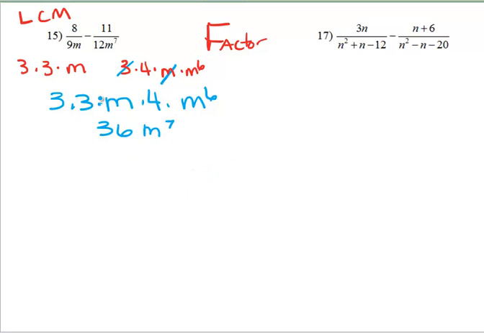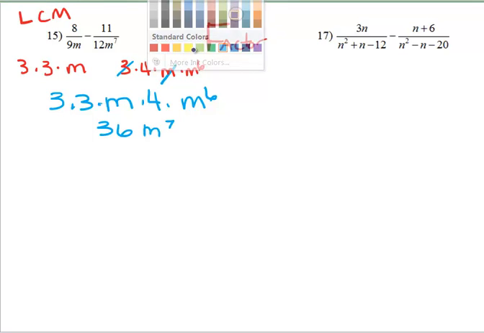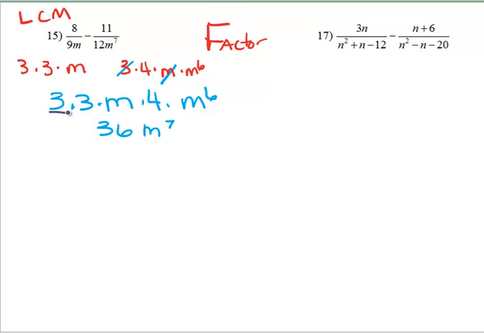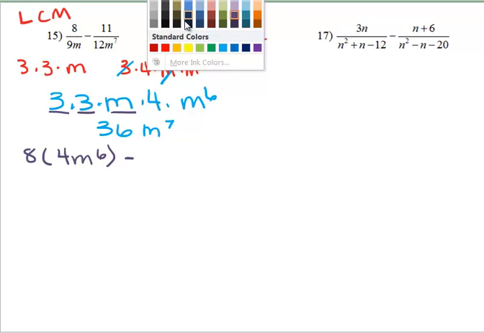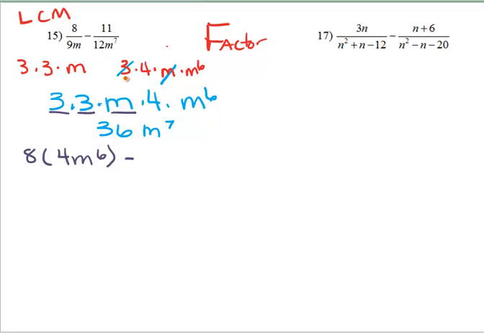That's what it looks like, but I'm still going to play with this one because it's going to make my life a little easier. Okay, so I'm going to change colors again because I can. So 3, there's a 3 there, there's a 3 there, and there's an m. So what this one is missing is this. So I'm going to have 8 times 4m to the 6th. I want another color. Let's do orange. This one, 3 times 4 times m to the 6th.